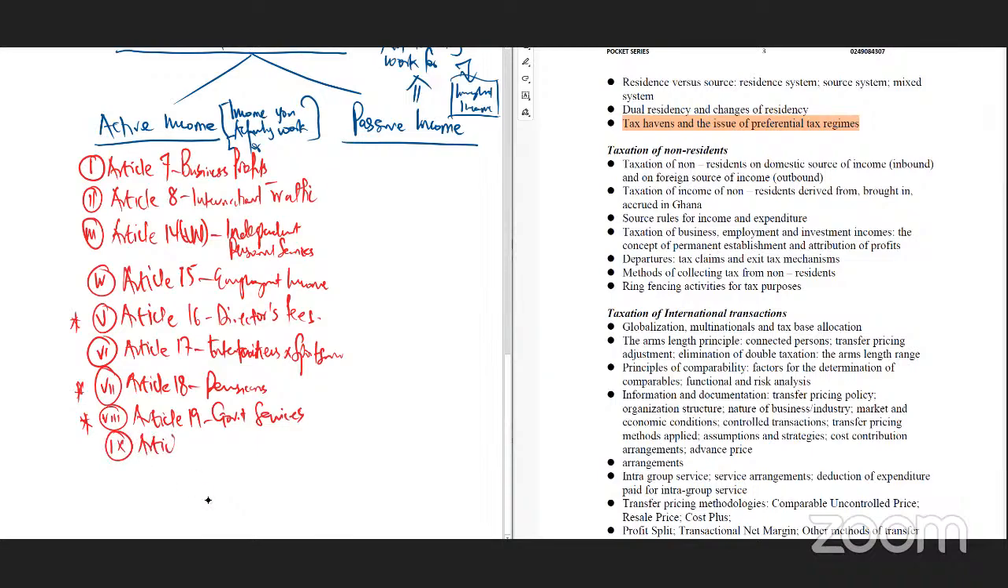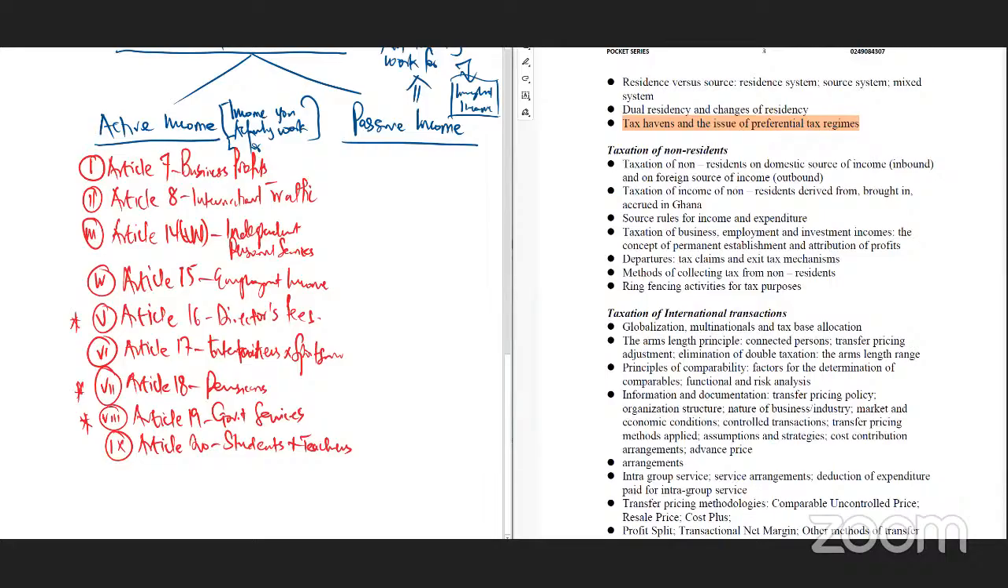Article 20 is for students. Maybe you are a student, you are Ghanaian, and you go to the UK and are a student there, and you are getting some allowances from Ghana, from your parents, from your office, and you are also employed there. So students, and I'll give you teachers as well. We'll also learn how to tax teachers or professors.